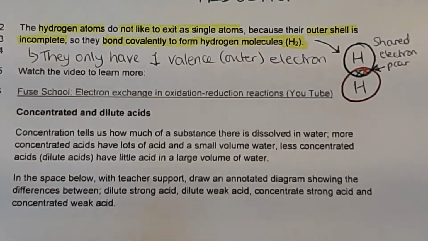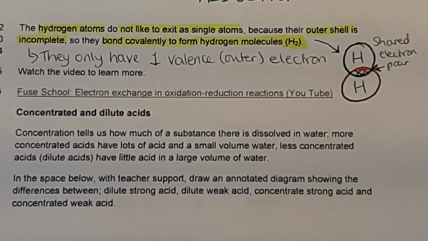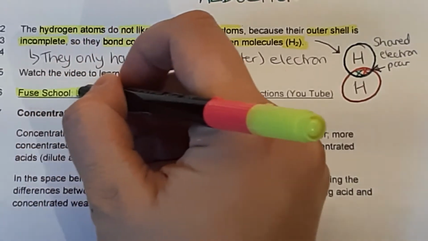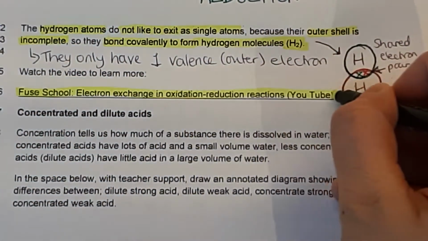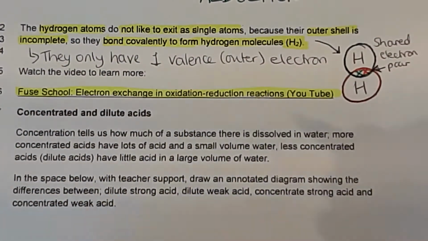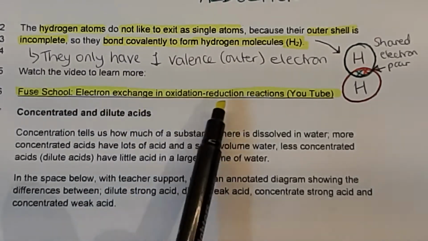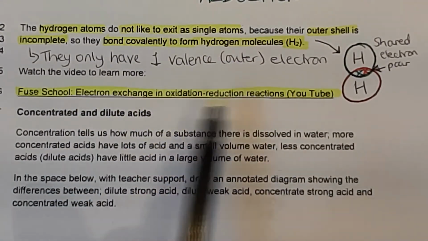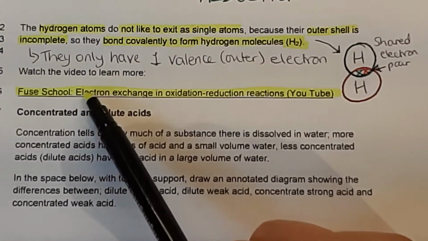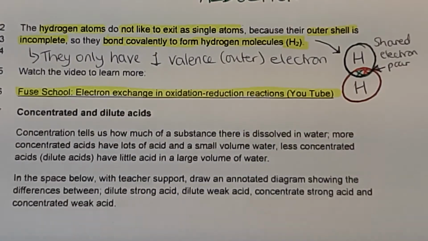To learn more about electron exchange in the oxidation reduction reactions as discussed with metals and acids, there's a video to watch here. It's another Fuse School video, and you can click on the link if you have a digital copy of this booklet, or you can just go to YouTube and type in Fuse School Electron Exchange and Oxidation Reduction Reactions. Make sure you write it out exactly as it is, because this is literally the title of the video. So pause the video whilst you watch that.